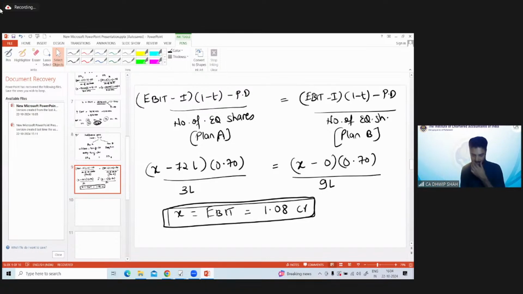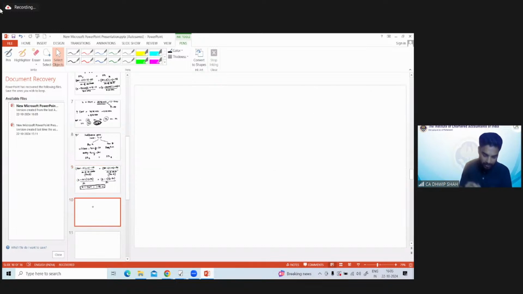मतलब let's say if my company का earnings before interest and tax is 1.08 CR, then I can go for any plan. This is what it means. I can go for plan A or plan B. Why? Because दोनों के plan at 1.08 CR, my EPS under both the plans would be same. That's why. At 1.08 CR, not up to 1.08 CR.